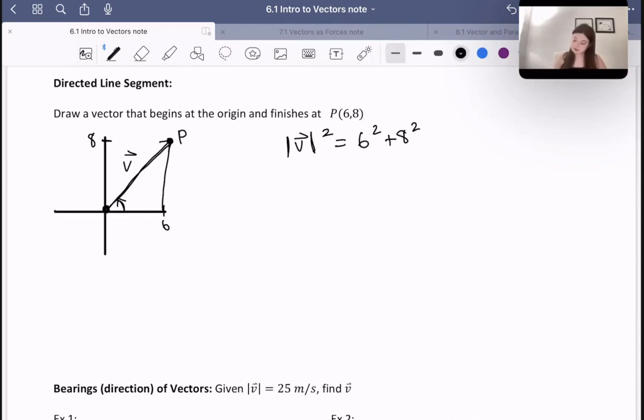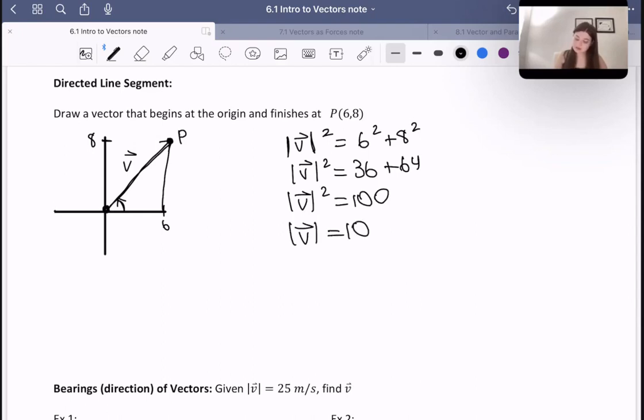Good. So we could solve this, and actually, this is a very common triangle. You might already have this one memorized. I am not sure, but this one's going to end up being 10, I believe. So that's going to be 100. Yeah, this one's going to end up being 10. So the magnitude of our vector is 10. So that's how long the vector is, right? For lack of a better word, that's the length of the vector from O to P, which is vector v. Very good.